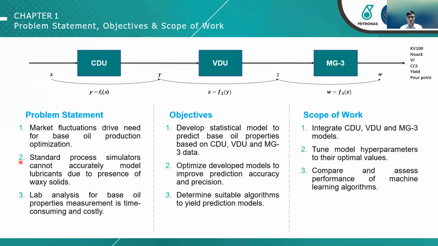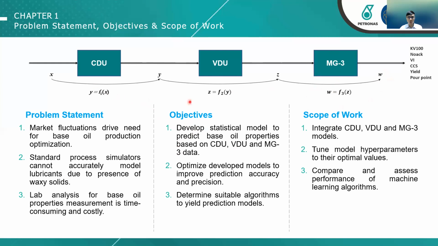All these give rise to the need for this work, which is to develop a predictive model to predict ahead of time the base oil yield and properties, which then allows necessary actions to be taken. Thus, the main objective here is to develop a statistical model to predict the base oil yield and other properties based on CDU, VDU, and MG3 data. This means ultimately we want to predict W directly from X.